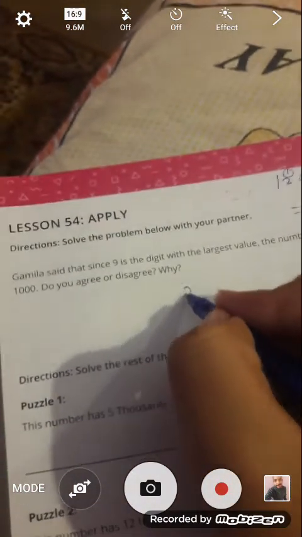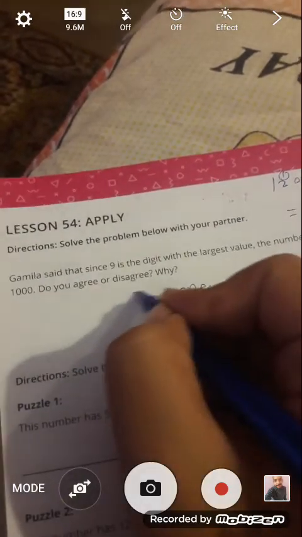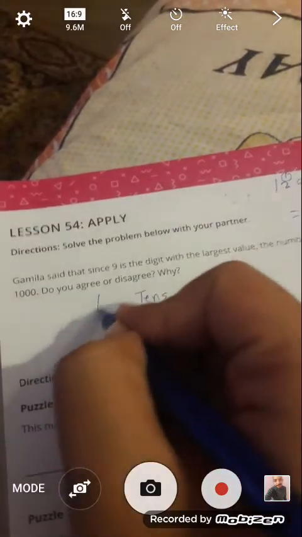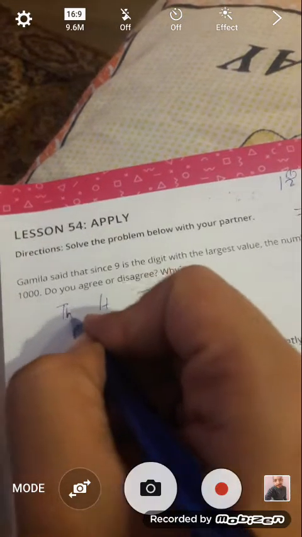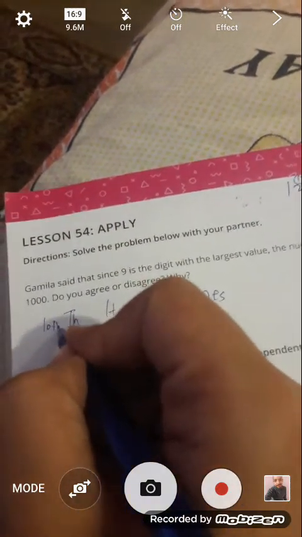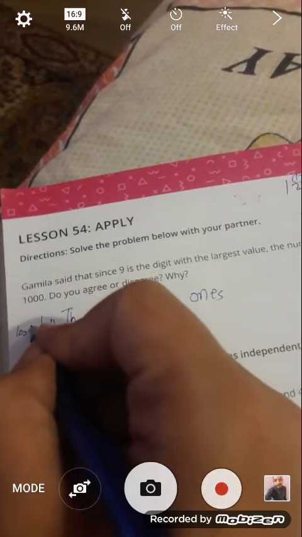Okay, let's see page 166. We have problems, or a revision, about the place values that we have studied. We have the place values that we have studied this year: ones, tens, hundreds, thousand, 10,000, and 100,000.